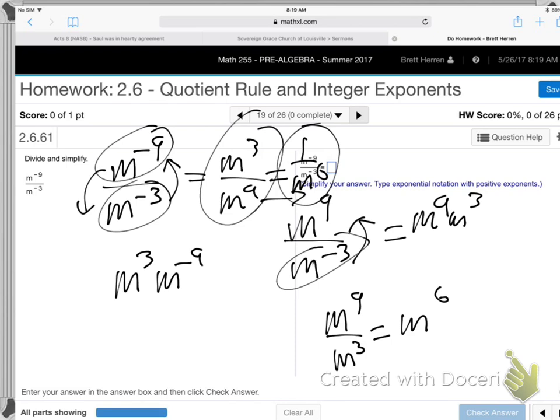If I forgot to put the 1 on top, is it wrong? If you just say the answer is m to the 6th? Yeah, that's wrong, because that means over 1. If you don't write anything, it means in the top, because it's really over a 1, and we never show the ones in the bottom. It would be m to the 6th, which is different than 1 over m to the 6th. So you can't write it that way. 1s in the top must be shown.